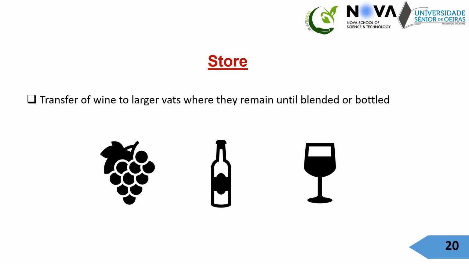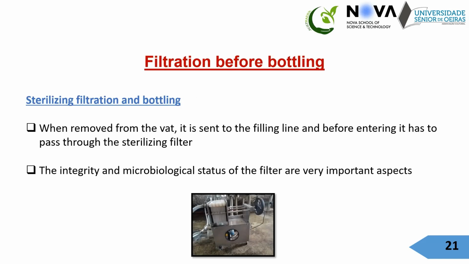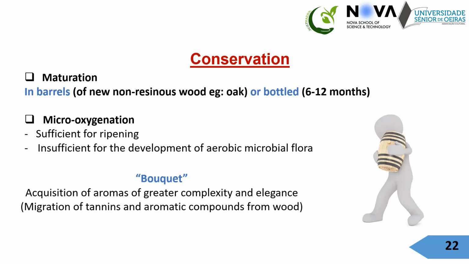At this stage, several analyses are carried out in order to assure the conditions for commercialization. Before bottling, wine should pass through a sterilizing filter where the integrity and microbiological status is guaranteed. Some wines are not immediately bottled, being subjected to a maturation phase in barrels or in bottle. This provides a microoxygenation sufficient for ripening but insufficient for aerobic microbial flora. At the end, a bouquet is present, meaning the wine acquires aromas of great complexity and elegance because of the migration of compounds from wood.